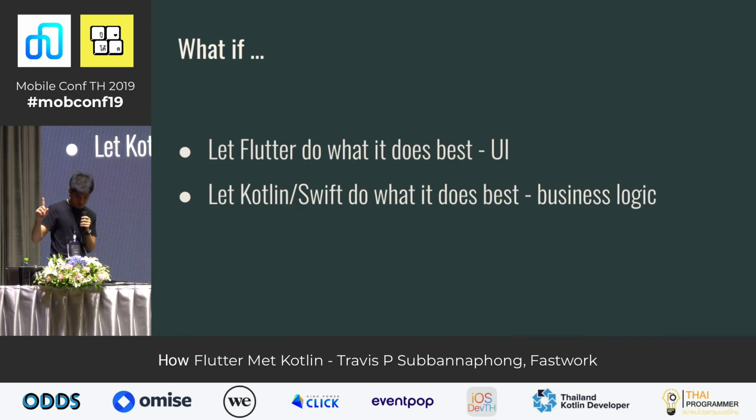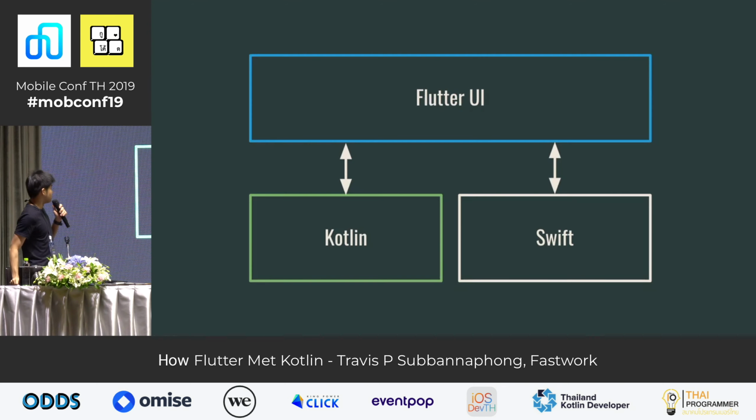Now, what if we let Flutter do what it does best, which is the UI? And if there's some way for us to write Kotlin or Swift to do what it does best, the logic, all the complex code would be written in the language that we are more comfortable with, that would be good, right? That would be good. So it would be something like this. We have the Flutter UI, and we got the Kotlin code on Android side. We got the Swift on iOS side. But then you get these two duplicate logic here again.